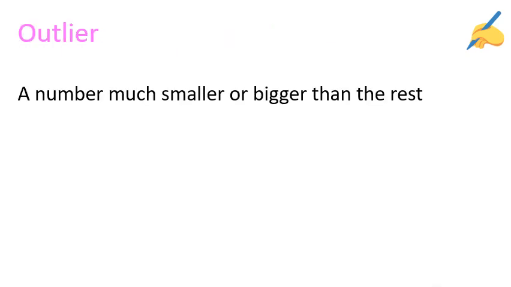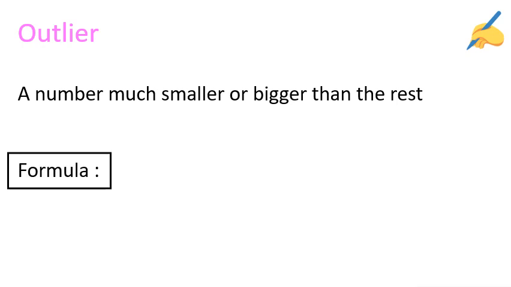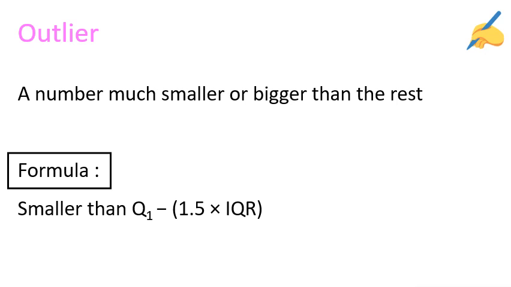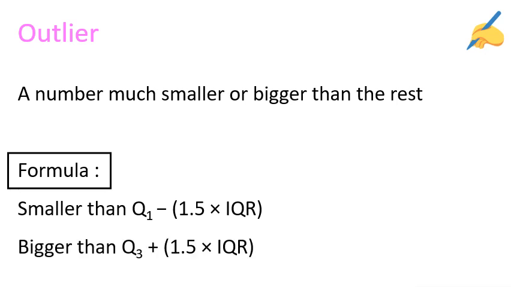An outlier is a number which is much smaller or bigger than the rest, so it's an extreme value. So we need to use a formula to determine if numbers are actually outliers. They're only outliers if they are smaller than Q1 minus 1.5 times IQR, or if they are bigger than Q3 plus 1.5 times IQR. In the examples, I'll show you how to apply these formulas.